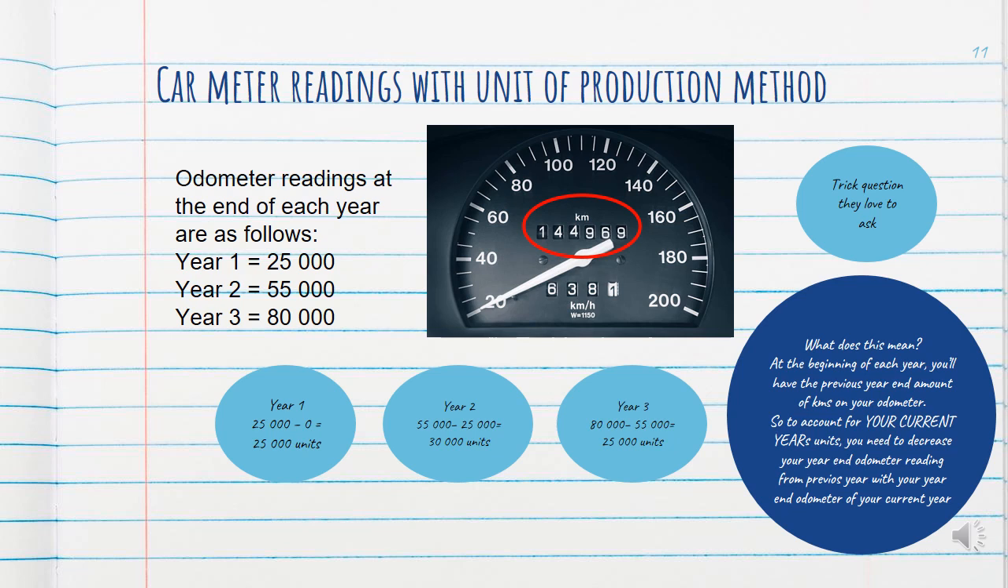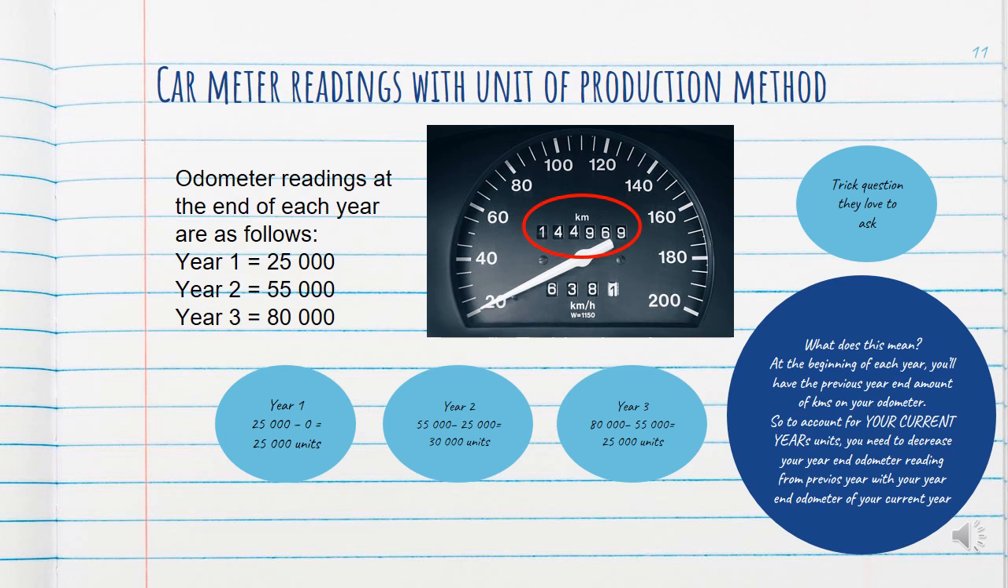So what the lecturers can do is give you a vehicle, which is obviously an asset, and tell you that it depreciates at the unit of production method. But instead of giving you how many kilometers you drive per year, they give you the odometer readings at the end of each year. Now, what does that mean?